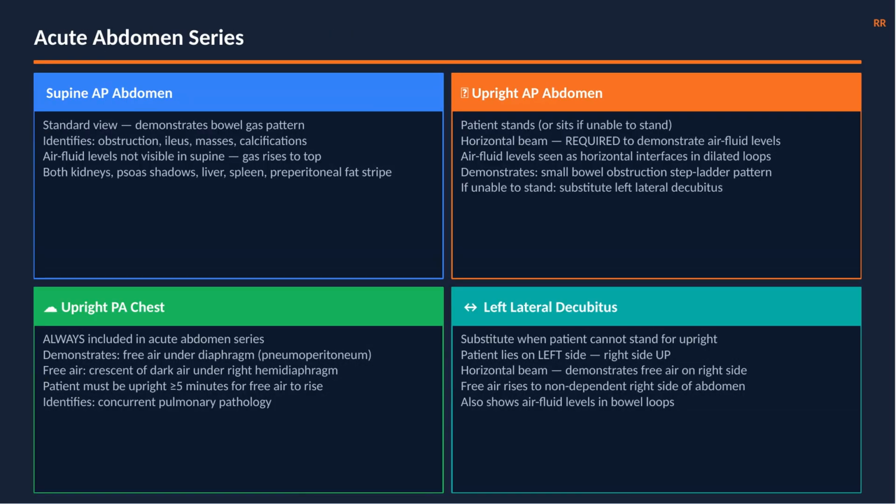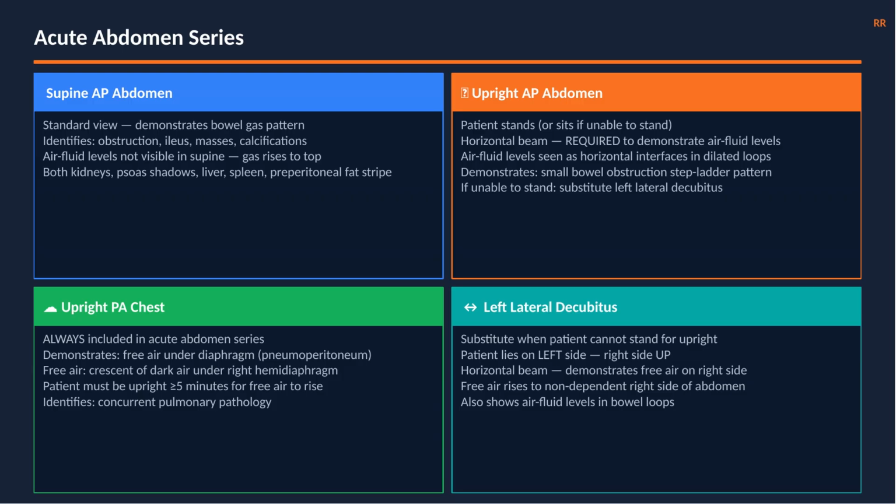The acute abdomen series consists of 4 views, and each one answers a specific clinical question. Supine AP abdomen. The standard view shows the bowel gas pattern, identifies obstruction, ileus, masses, and calcifications. Air fluid levels are not visible in the supine position because gas floats to the top and fluid settles to the bottom. There is no interface to see.